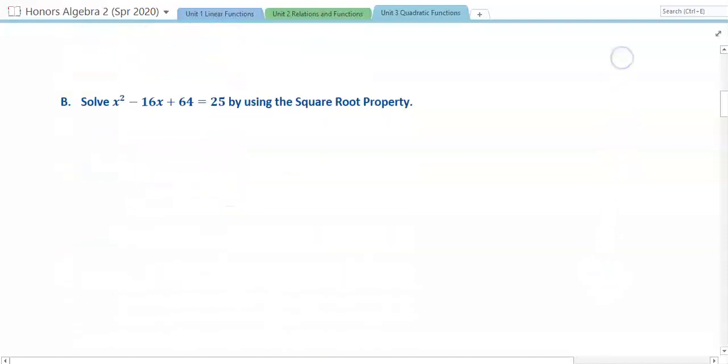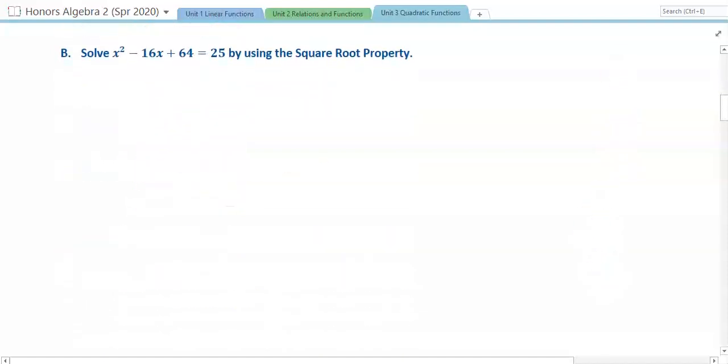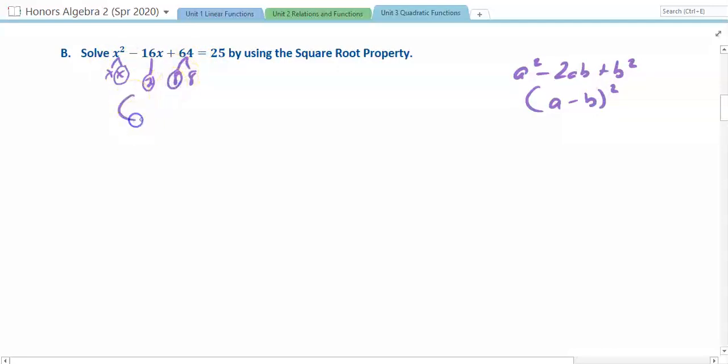Okay? And so we look at example B here, one that's a little bit more involved. Look at this part on the left-hand side. Remember that one of our perfect square trinomials is a squared minus 2ab plus b squared, and that factors out to (a minus b) squared. Well, the x squared does split up to x and x. The 64 splits up to 8 and 8. Remember, I've got that 2, so x times 2 times 8 is 16, so this matches. And so (x minus 8) squared is equal to 25. Again, that goes back to that perfect square trinomial that we talked about in section 4.